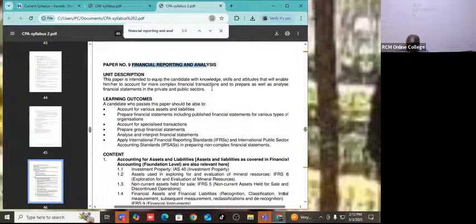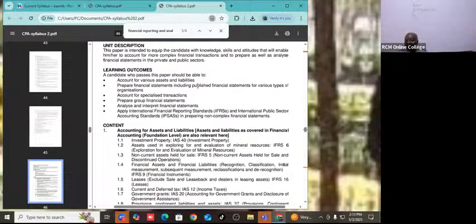So we shall be required, ladies and gentlemen, number 1, to know how to prepare financial statements. How do we prepare these financial statements? How do we analyze them? We shall study many things, including how you do analysis of these financial statements using ratios. So ratio analysis is key.